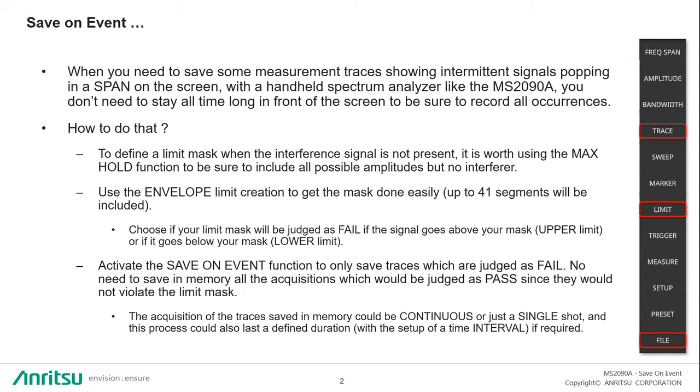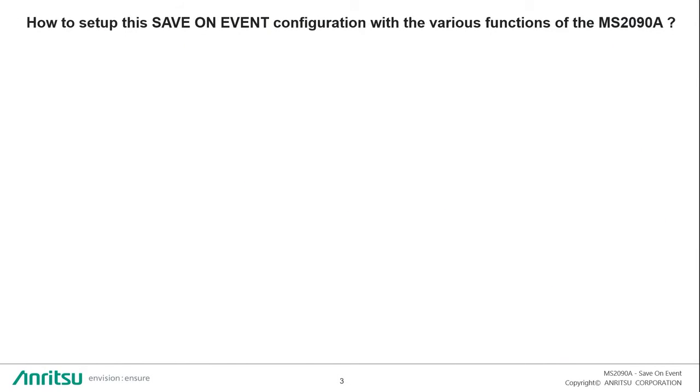Once this limit will have been created, it is then very simple to go to the File menu and activate the Save on Event function. The acquisition of the traces violating the mask could be a single shot or continuous. Here are the different steps to follow in the MS2090A to configure the Save on Event function.